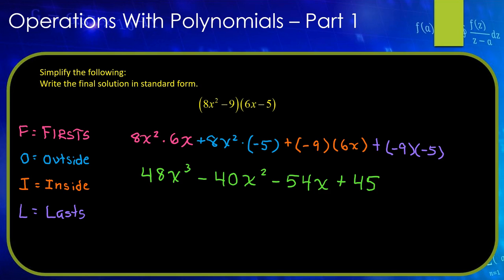This process, again, although we wouldn't call it FOIL anymore, as I mentioned before, can be used when I have bigger quantities being multiplied together. So here's a binomial being multiplied to a three-term polynomial, also sometimes known as a trinomial.